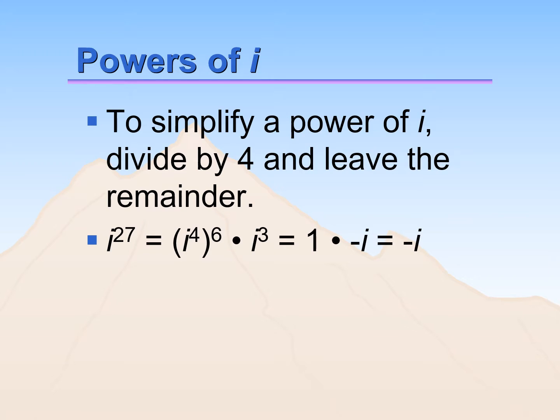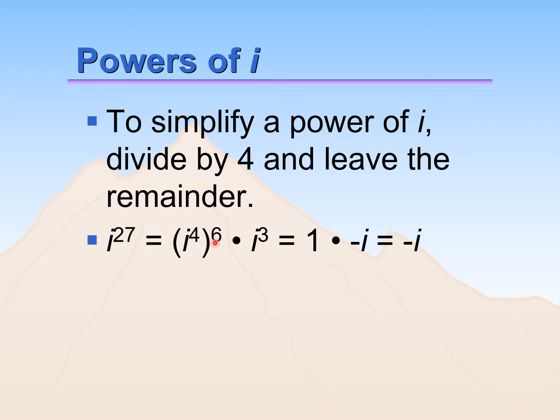So let's look at i to the 27th. Okay, so i to the 27th is i to the 4th to the 6th times i to the 3rd. 27 divided by 4 has a remainder, because 4 does not go into 27 evenly, right? So 4 only goes into 27 6 times, so that's how they get i to the 4th to the 6th.